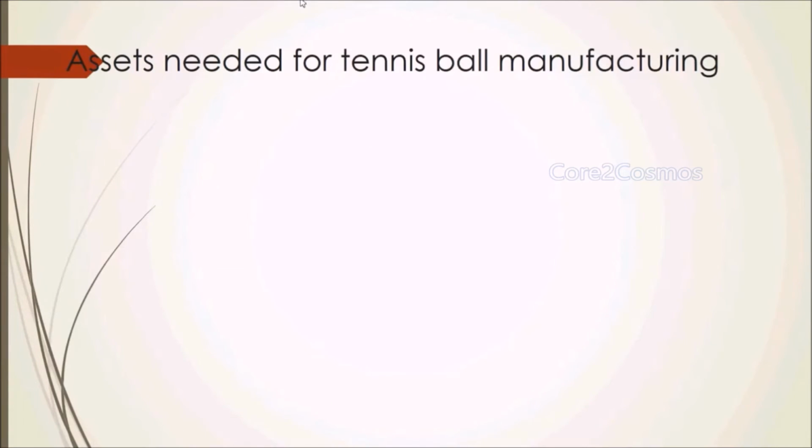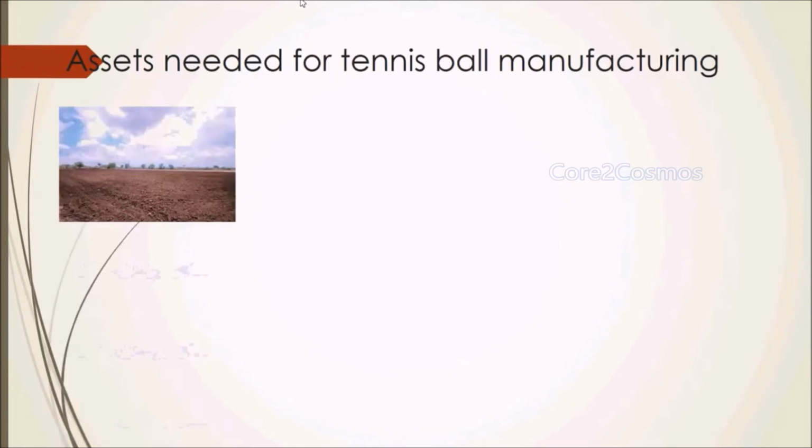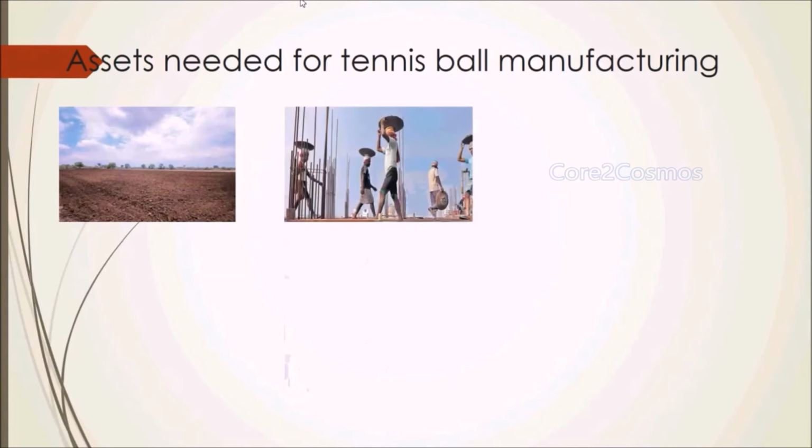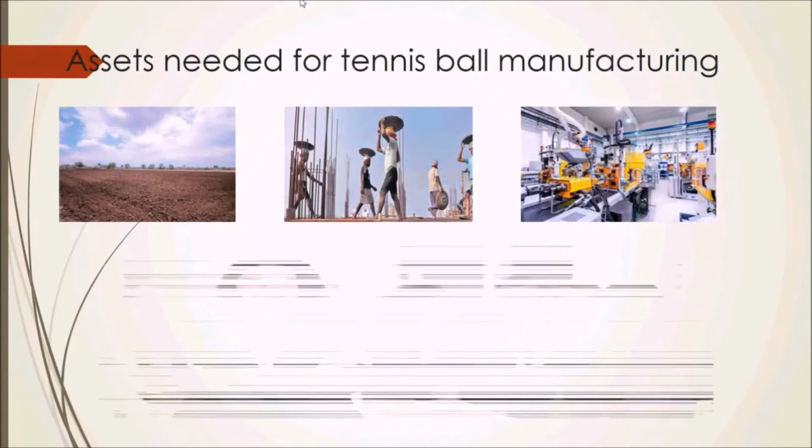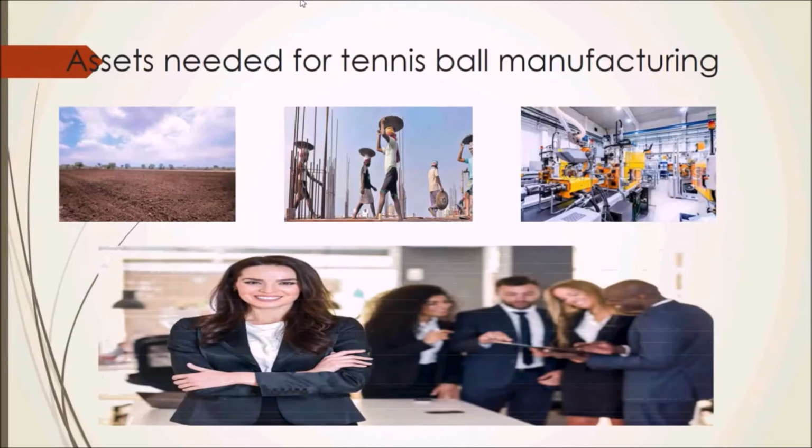In this slide, we are going to take an example case study of a tennis ball manufacturing company. So what are all the assets needed by a tennis ball manufacturing company? Land, labor, machinery, last but not the least, managers, right? So as a financial manager, I have to put money into all these asset classes. Land I need for running the factory. Of course, I need labor force, machines and managers to manage the people.